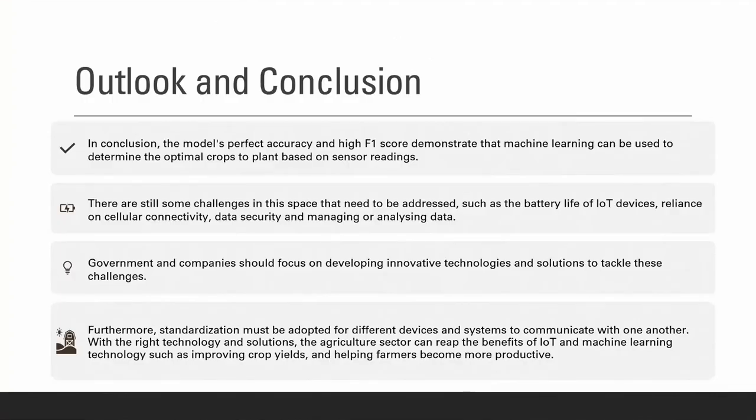In conclusion, the model's perfect accuracy score demonstrates that machine learning can be used to determine the optimal crops to plant based on sensor readings. However, there are still some challenges in this space that need to be addressed, such as the battery life of IoT devices, reliability of cellular network connectivity, security of data, data analysis and management.